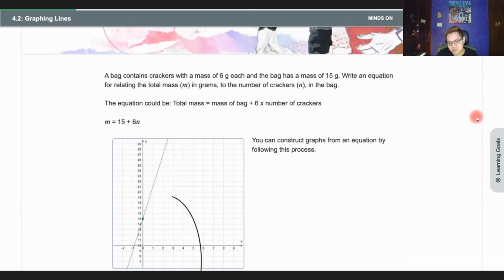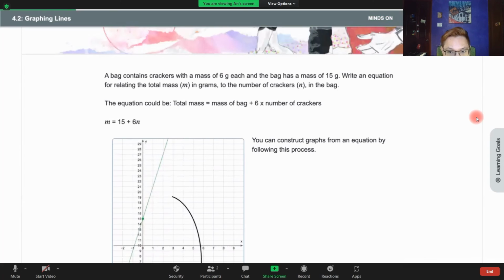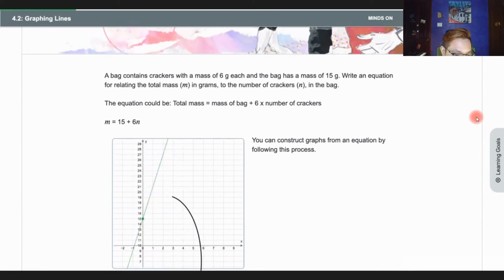A bag contains crackers with a mass of 6 grams each, and the bag has a mass of 15 grams. Write an equation relating the total mass m in grams to the number of crackers in the bag. The equation would be total mass equals mass of bag plus 6 times the number of crackers, or m equals 15 plus 6n.